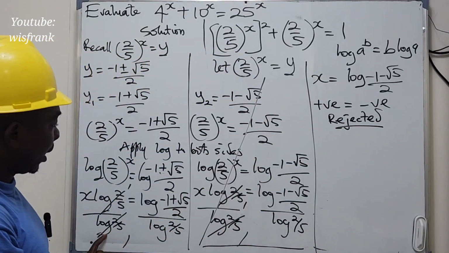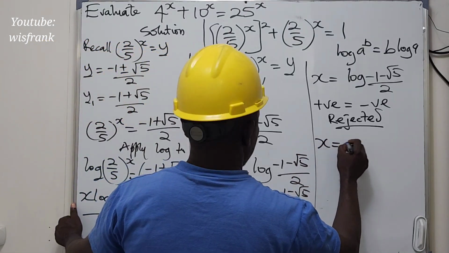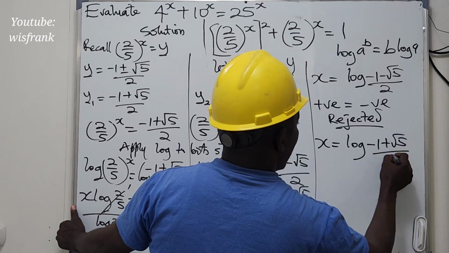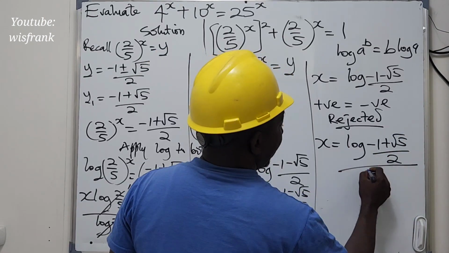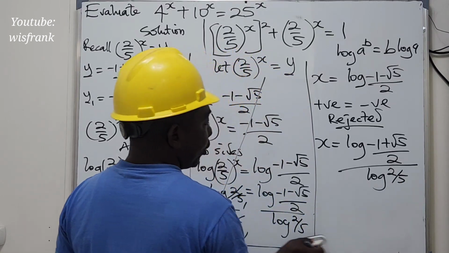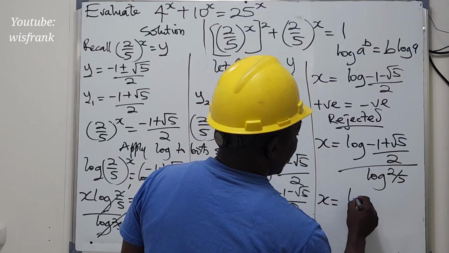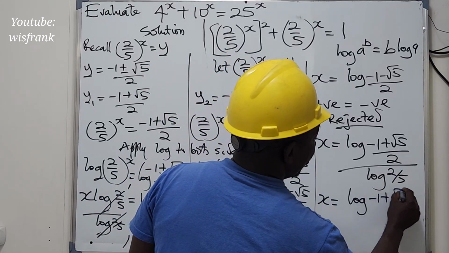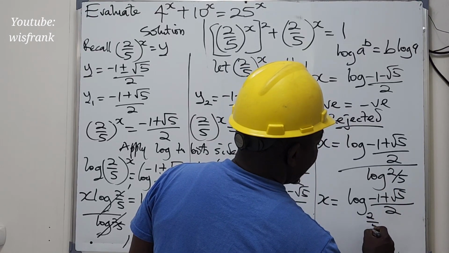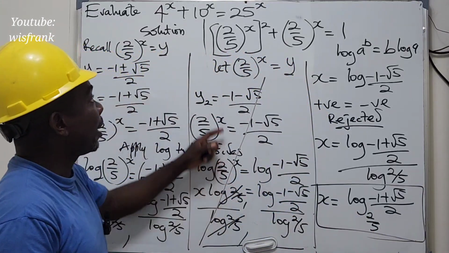So we take over from here. Our value of x here equals log of (-1 + root 5) all over 2, all over log (2/5). This is the solution of x that we have. We can rewrite this as x equals log of (-1 + root 5) all over 2 base 2 over 5. This is the solution of x, and it satisfies this expression.